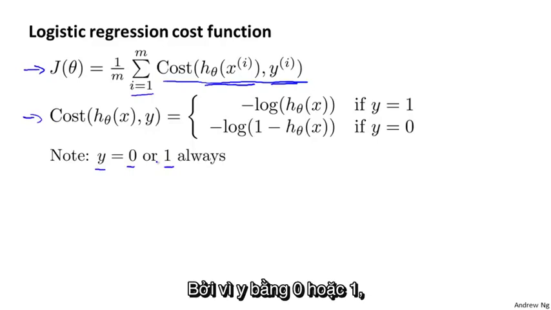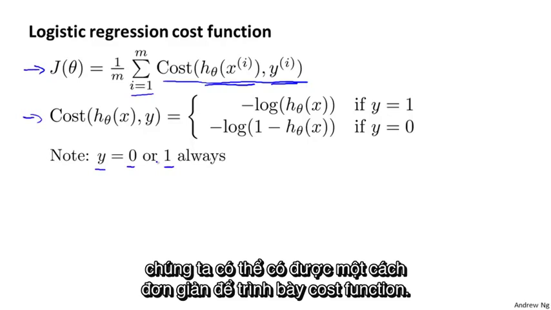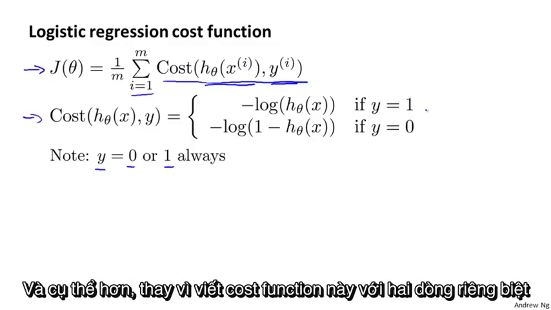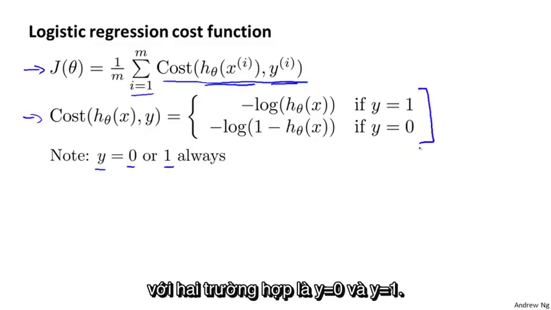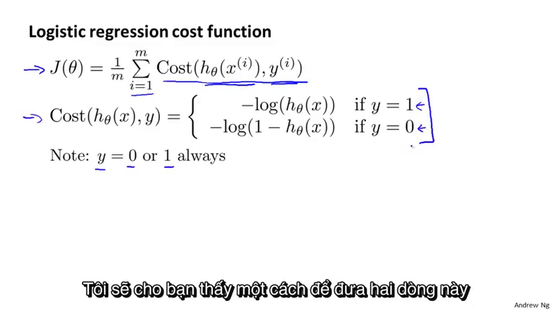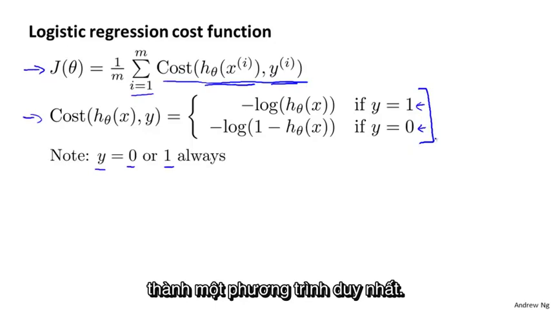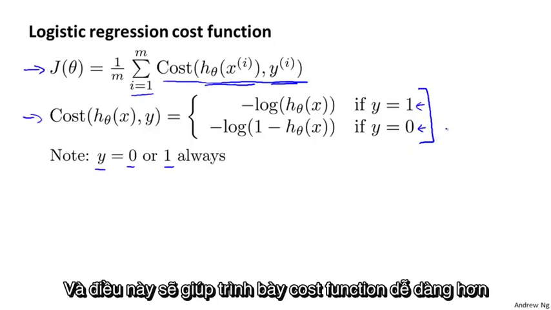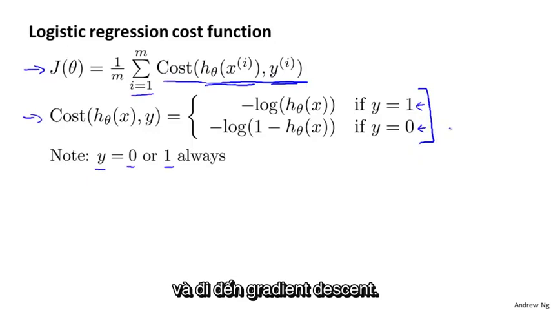Because y is either 0 or 1, we'll be able to come up with a simpler way to write this cost function. In particular, rather than writing out this cost function on 2 separate lines with 2 separate cases for y equals 1 and y equals 0, I'm going to show you a way to take these 2 lines and compress them into one equation. And this will make it more convenient to write out a cost function and derive gradient descent.